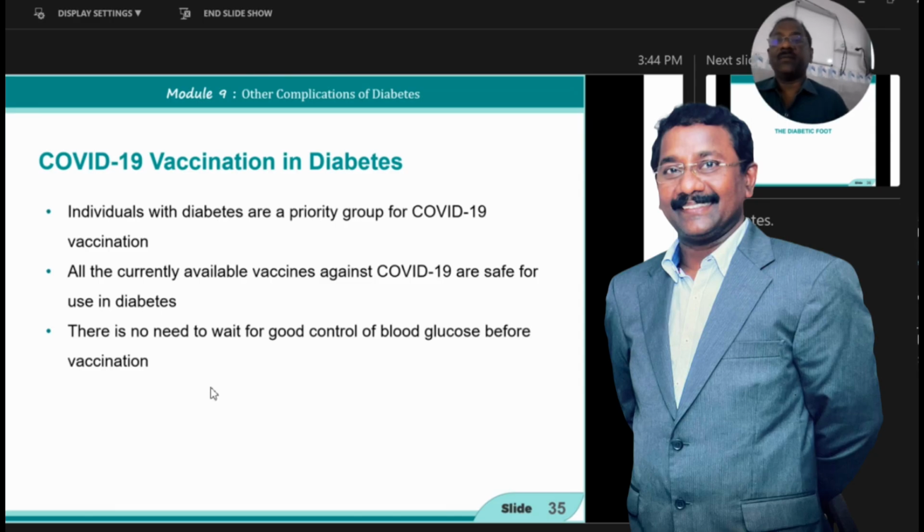Of course, COVID-19 vaccination, this is a priority group for COVID-19. All the currently available vaccines against COVID-19 are safe for use. No need to wait for good control of blood glucose before the vaccination. For any vaccination, even in spite of very high blood sugars, you can give the vaccination.